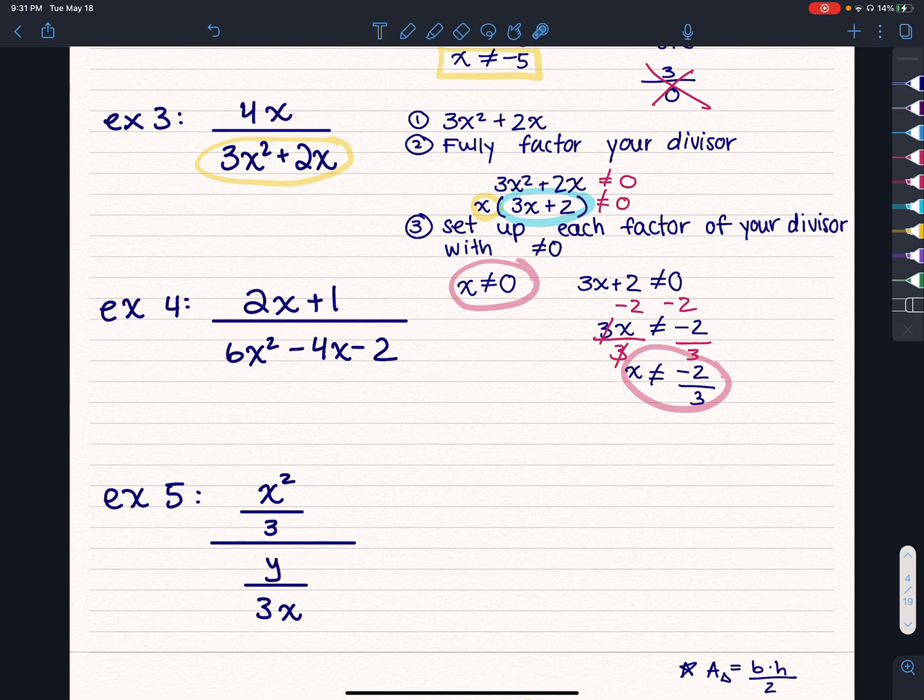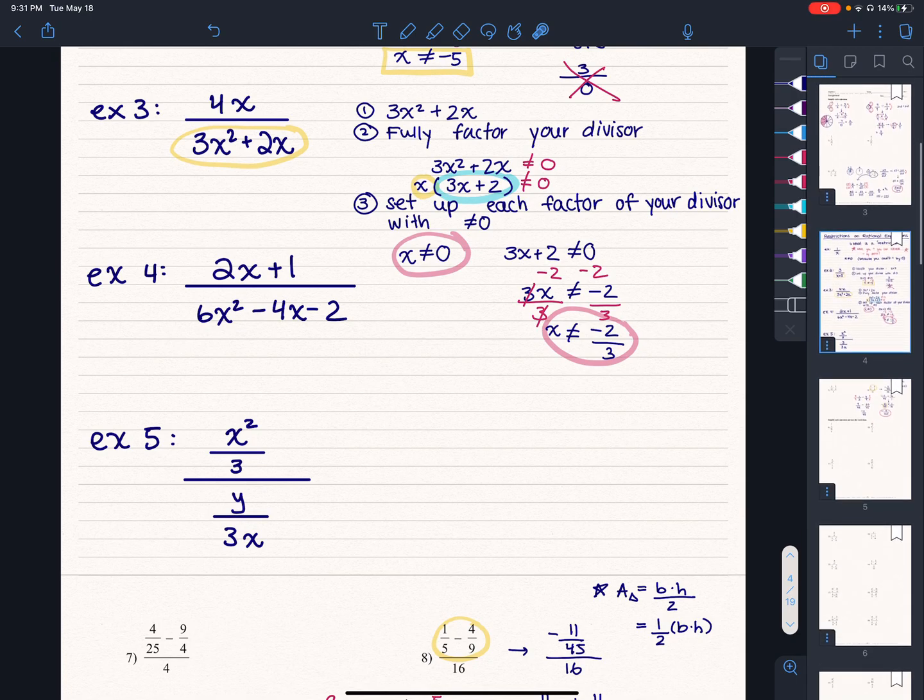And that's because if you were to put a 0 in each of these x's, this entire denominator would simplify to 0, which cannot happen because it's a denominator. In the same way, if you put negative 2 over 3 in the space of x here, then the same thing would happen. This entire expression would simplify to 0, which cannot happen because it's a denominator. Okay, so that was that example.